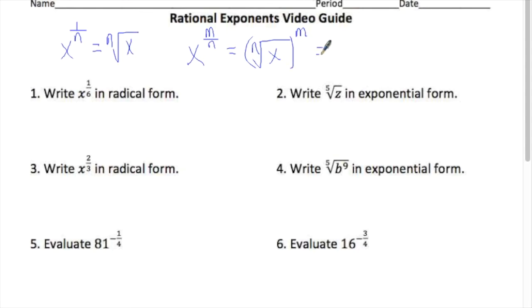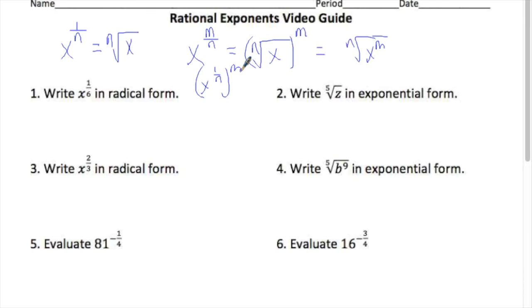And the order here actually doesn't matter. You could also do x to the m, and the nth root of that. The reason for that is that x to the m over n is just like having x to the 1 over n, to the power of m. We know x to the 1 over n is the nth root, so we just raise the nth root to some exponent power.